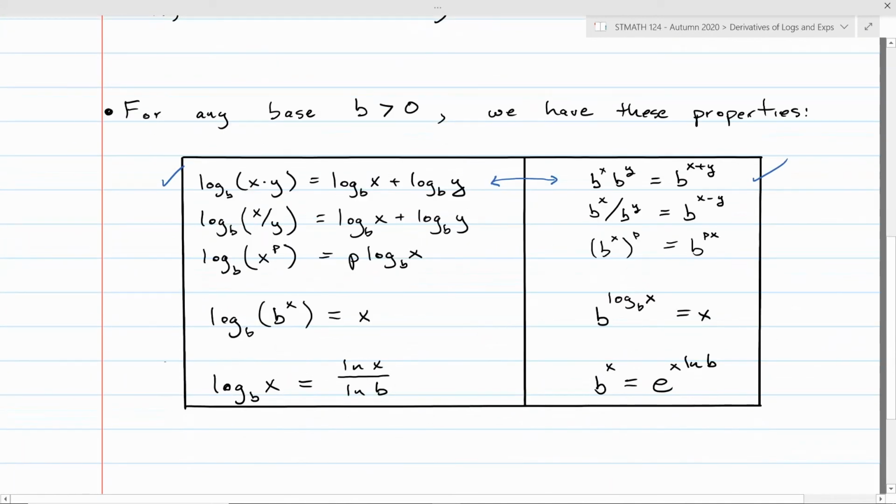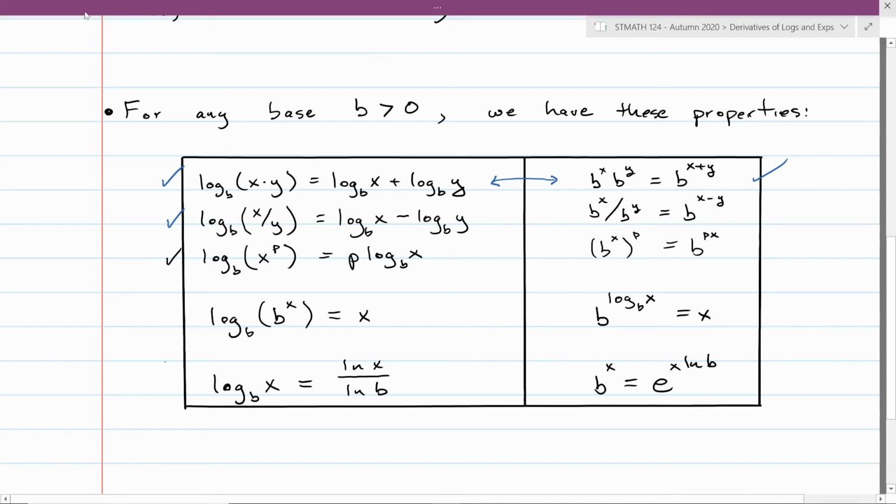You have the log of the quotient, x over y. There's a little mistake there. That should be a minus. But yeah, the logarithm of the quotient, x over y, is log x minus log y. And that corresponds to the difference of exponents rule. Over here, b to the x over b to the y is b to the x minus y. The third property here, we have this nice exponent rule that says when you have log of x to the p, you can bring the p down out in front of the logarithm.